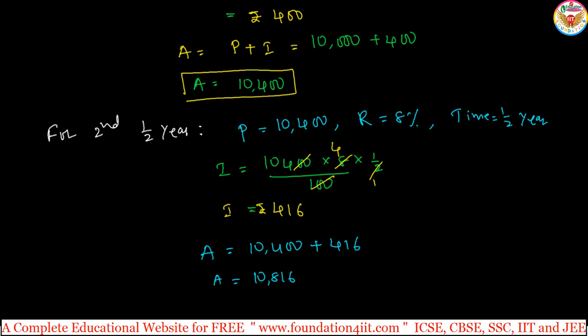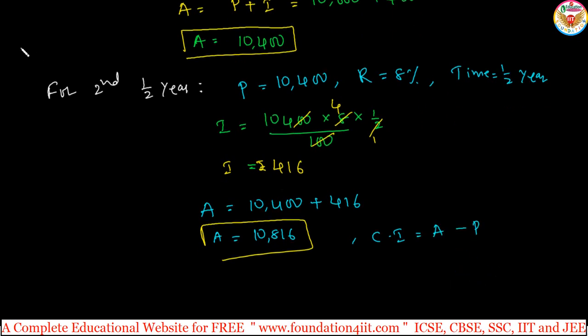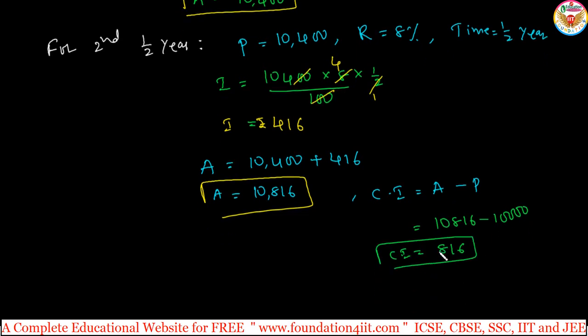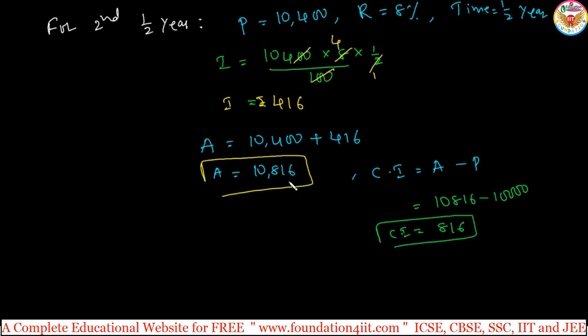This is the required amount because it is only one complete year. The second half year is over, that means 1 year. So required amount is equal to 10,816. Now compound interest is equal to A minus P, where A is the final amount. So 10,816 minus the initial principal 10,000 given at the start. So 816 is the compound interest. Compound interest is 816 and amount is equal to 10,816.